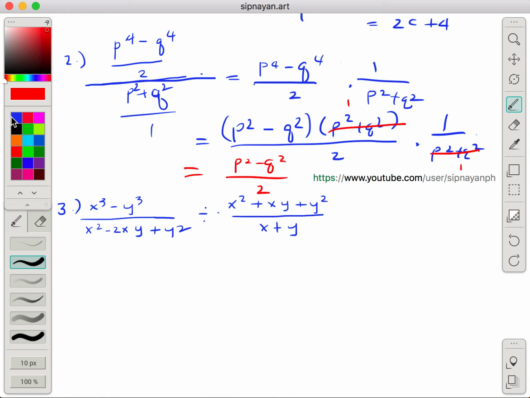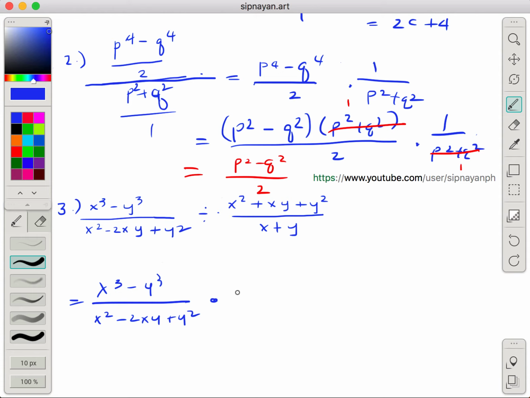Now for our last number, we have x cubed minus y cubed over x squared minus 2xy plus y squared, and we have x squared divided by x squared plus xy plus y squared over x plus y. So, i-rearrange natin as multiplication yung division, sabi natin. We just copy the dividend, so this x cubed minus y cubed over x squared minus 2xy plus y squared. And then we multiply with the reciprocal of this.